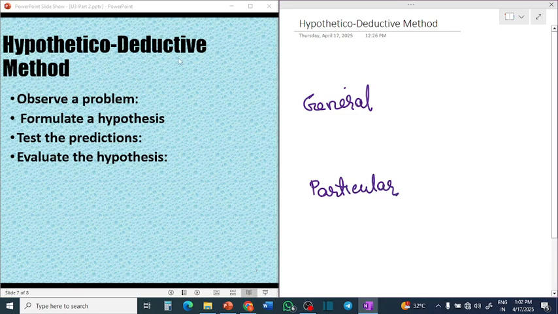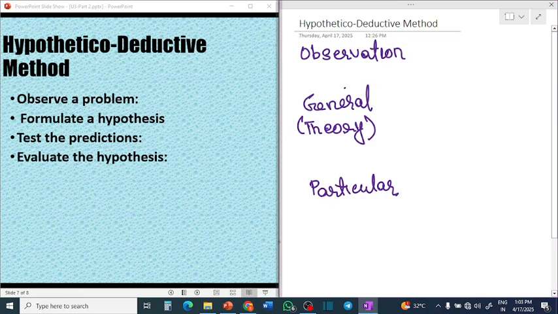But in hypothetical deductive, first we start with the observation. We start our experiment or data collection with the observation. Then we move on to a general statement, and from the general statement we see onto a particular statement whether it is true or not. So first we will observe a problem, formulate a hypothesis based on the data that was given to us previously, general, or we will test a particular theory. We will test the predictions, and at last we will evaluate the hypothesis.